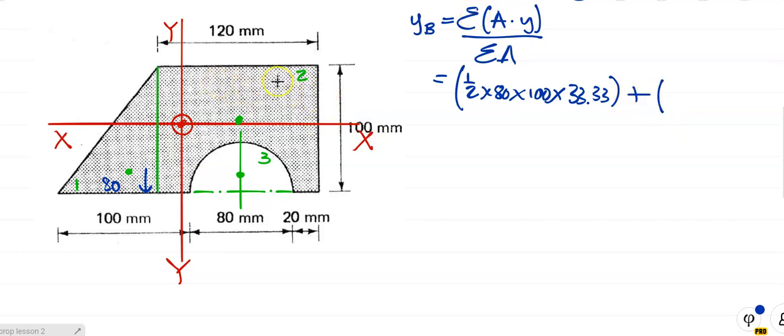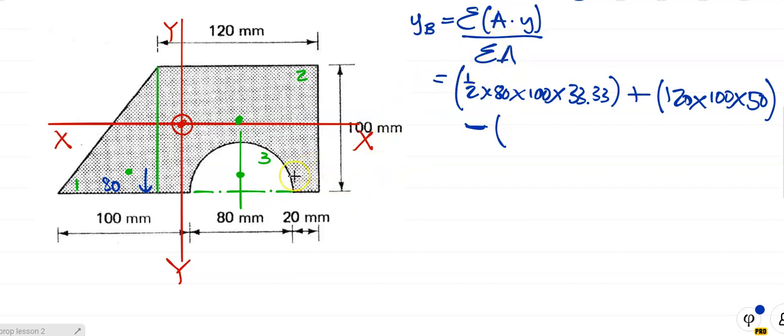Element number 2. The area is 120 times 100, times y. What's y? Y is the distance from the centroid down to the point we're taking moments about, which is half of that, which is 50. Right, the semicircle is a void, so it is minus. Did you get it? Minus. Any void you treat as minus.